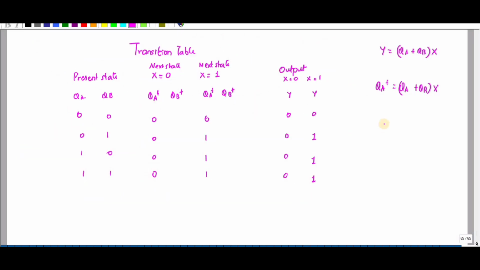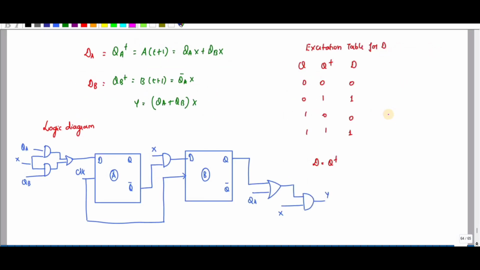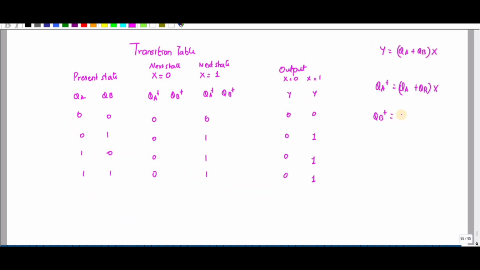So next, what is the value of QB plus? QB plus is equal to QA bar x. So if the x value is 0, this QB plus is 0. If the x value is 1, it is the inverse of this value, which is 1 1 0 0.